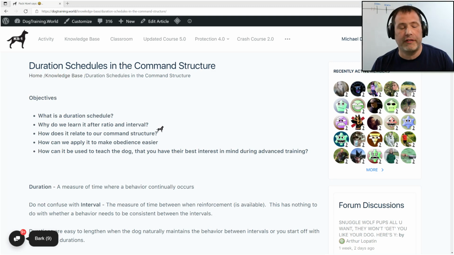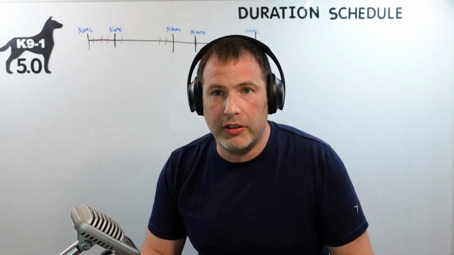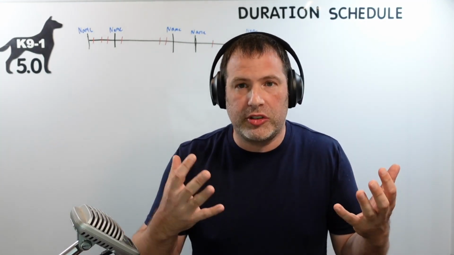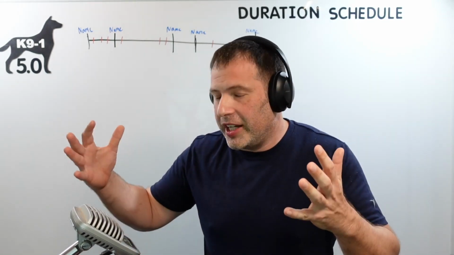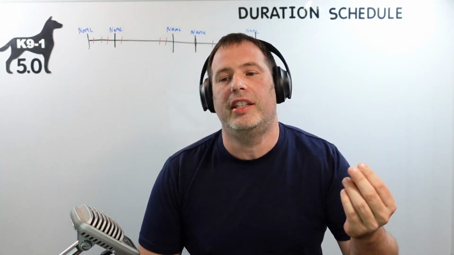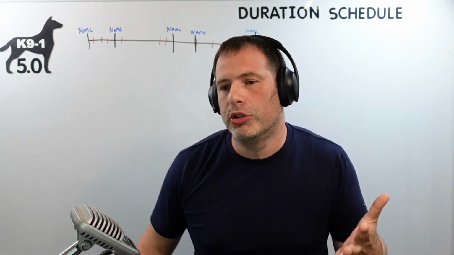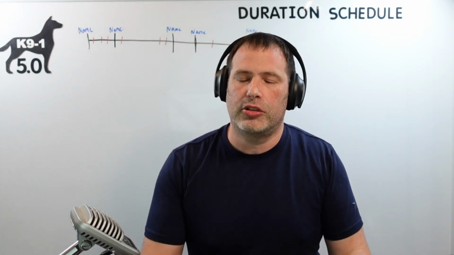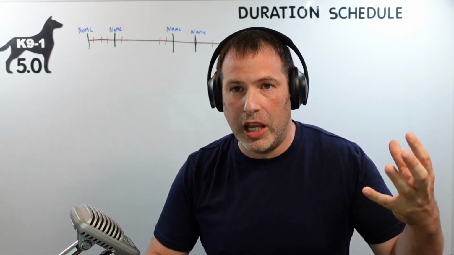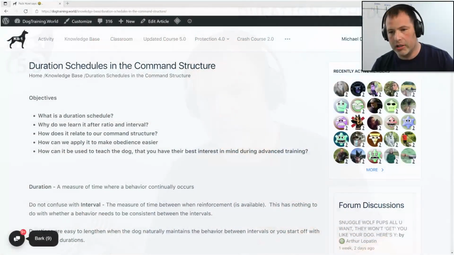Why do we learn it after ratio and interval? If we don't, we'd have to give reinforcement to the dog every time they did a command, right? If you don't understand the idea of ratios, that you do not have to reward them after every single duration, we don't have a lot of room to play around with. And it's going to be harder to encourage them even within the command if we do not understand the concepts of interval. So that's why we want to learn ratio and interval before the duration.